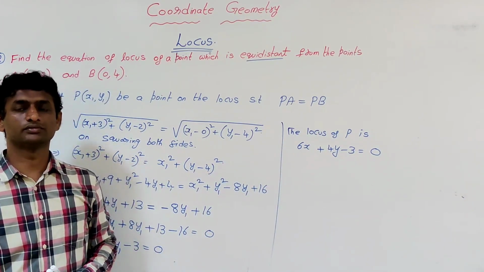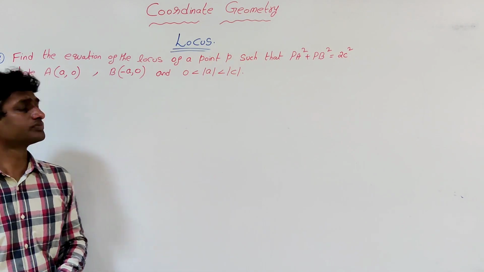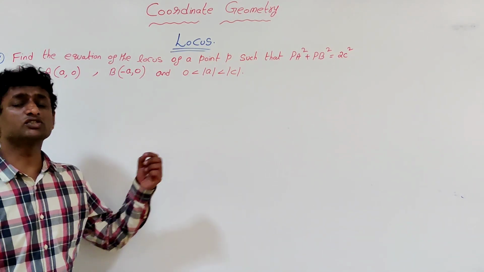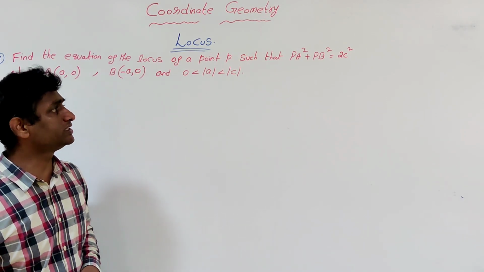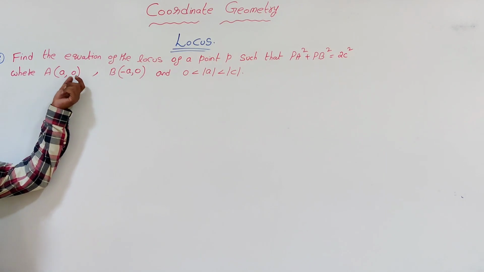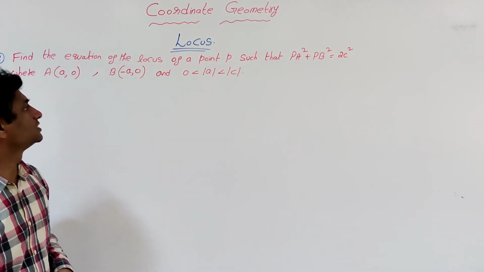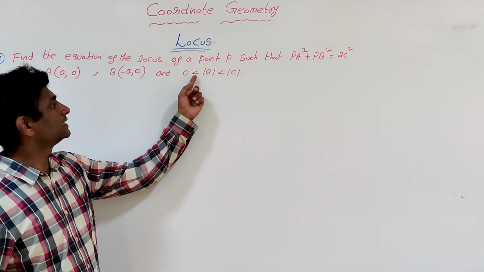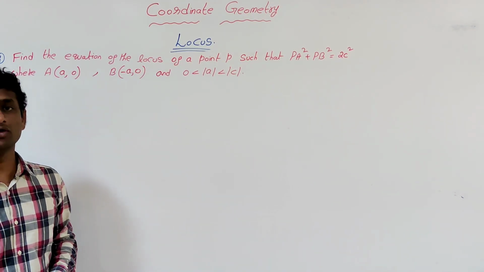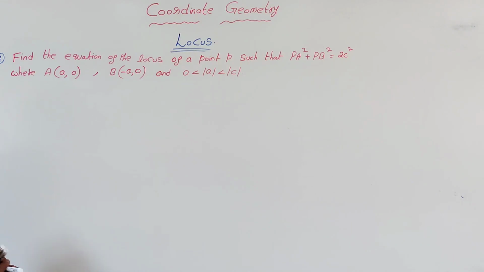Next problem. Find the equation of the locus of a point P such that PA square plus PB square is equal to 2c square, where A is the point (a, 0) and B is the point (-a, 0), and 0 less than mod a is less than mod c, meaning the value of a should be less than the value of c. Now, the solution.